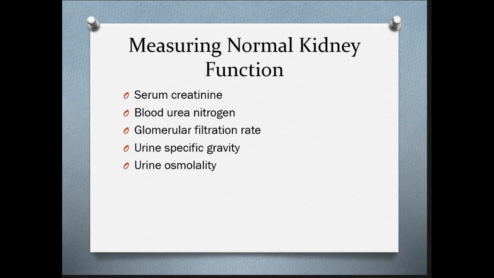We look at the glomerular filtration rate, or our creatinine clearance. This is looked at because creatinine is a waste product of the protein breakdown, primarily of body muscle mass. The clearance of creatinine by the kidney approximates the glomerular filtration rate.